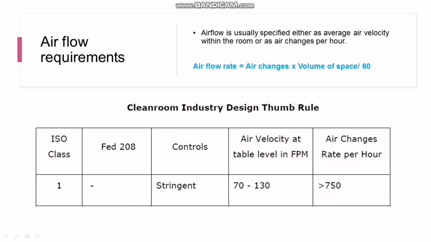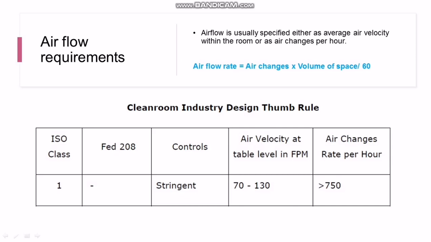You can calculate your airflow requirements by the following formula: airflow rate is equal to air changes, which may be 20 to 60 or up to 600 depending upon your ISO clean room class, multiplied by the volume of the space, the length, width and height of the space, and divided by 60. You will get the required airflow rate for your clean room. Like this one is ISO class 1. First of all, you just recognize what kind of laboratory you have.